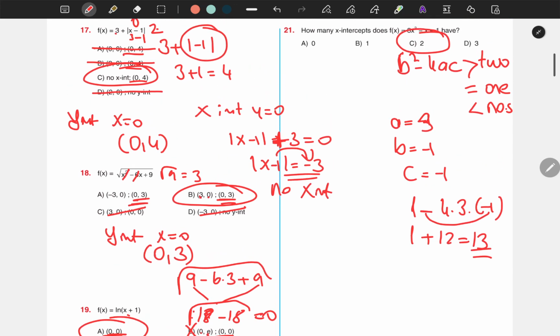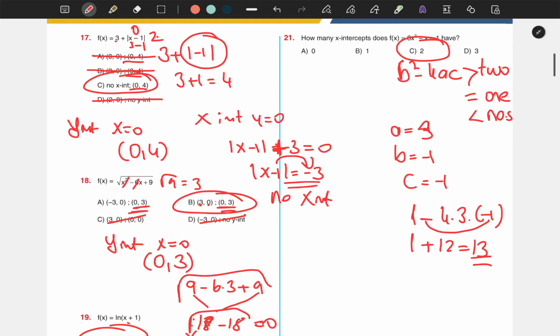Okay, guys, that's it. This is the homework question of the intercept. Some of the questions are easy, some of them a little bit hard, but those are all the types of exam questions that you will face. One of them will be in the exam.